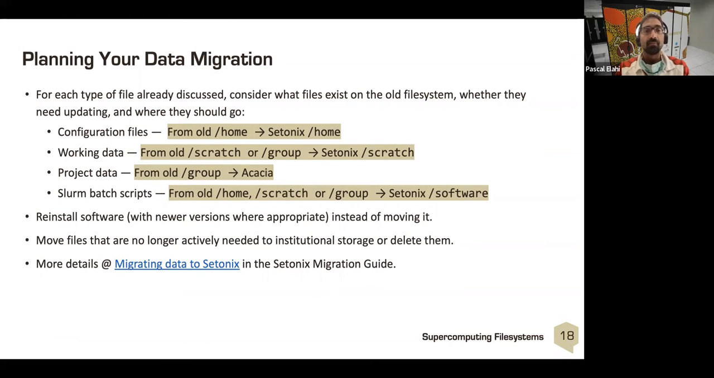Any files that are not actively needed should be moved to institutional storage or deleted. They should not reside on the new Setonix file systems. And more details about migrating data can be found in our documentation.